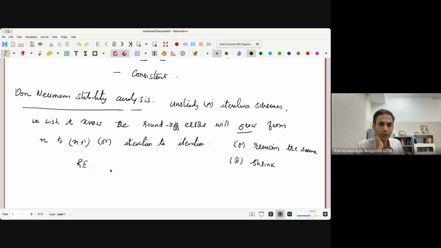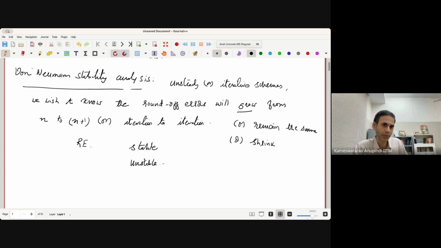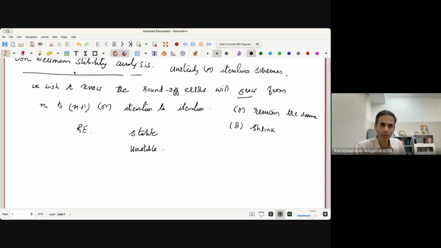We certainly do not want these round-off errors to grow, because they're going to take over the solution, and then the solution will eventually not be useful, because it will go to a very large value. If the round-off errors remain the same or shrink from time step to time step or iteration to iteration, then we call such a method a stable method. Otherwise, we call the method unstable, and we will not be able to use an unstable method to calculate anything that is required. The stability analysis is due to von Neumann.